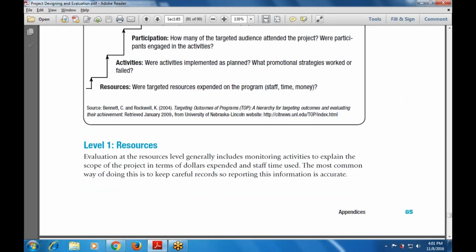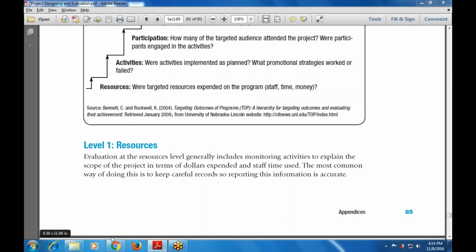The first one is level 1, resources. Whatever evaluation is carried out, whatever resources are used. Evaluation at the resource level generally includes monitoring activities to explain the scope of the project. Explaining the scope means what the various activities are that are considered to define the scope. What is the main scope? That is in terms of the dollars expended and the staff time required.